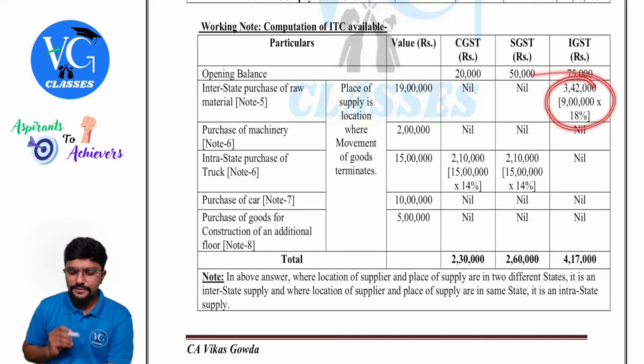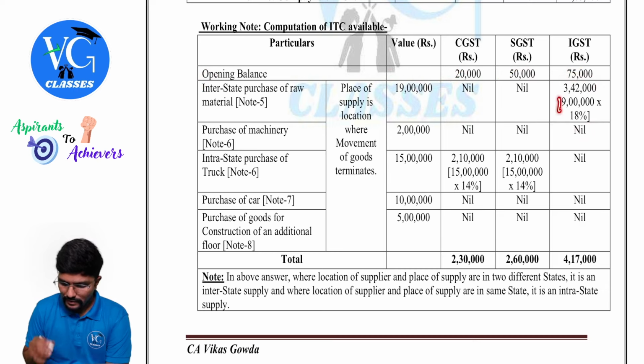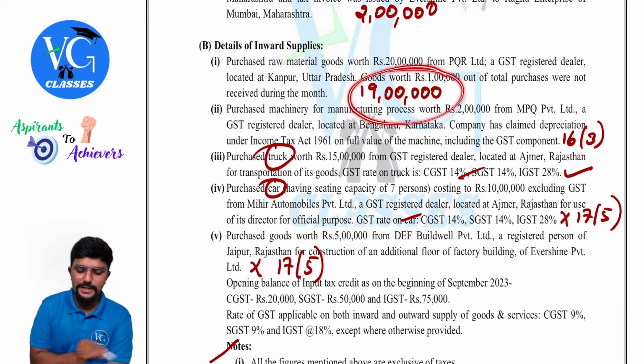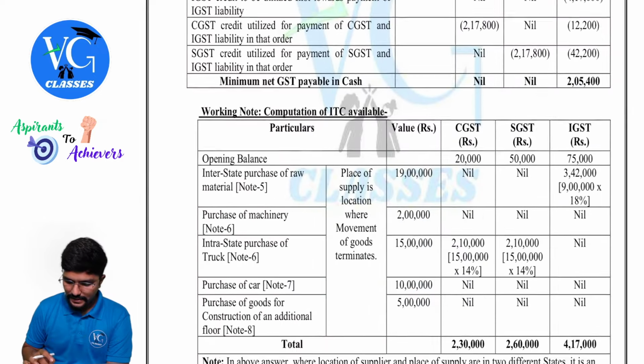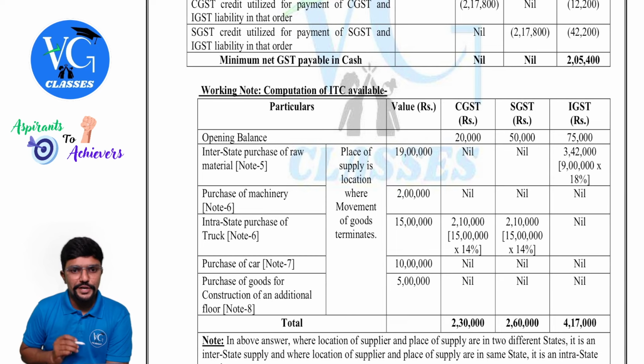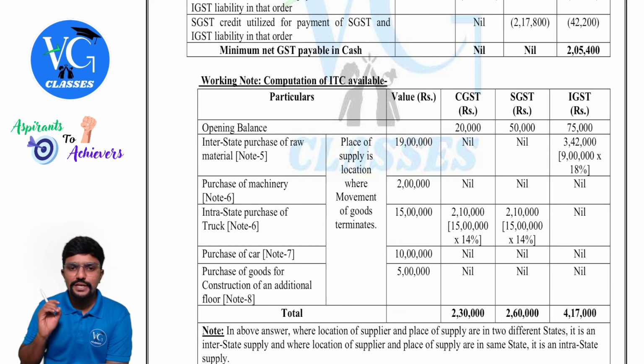On that 18%, on 19 lakh it is 18%, guys. Let me just confirm. Yes, 19 lakh, into 18%. Okay, sir. Then purchase of machinery. Sir, credit is available? No. As depreciation is claimed, no credit, guys.